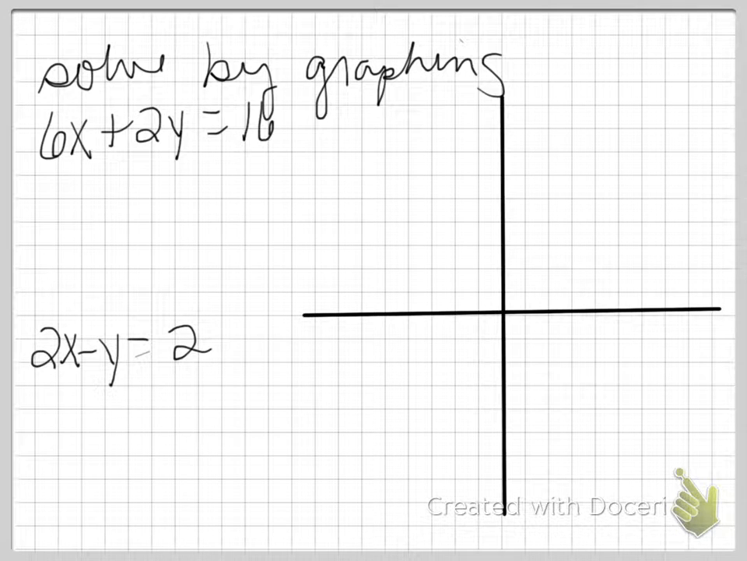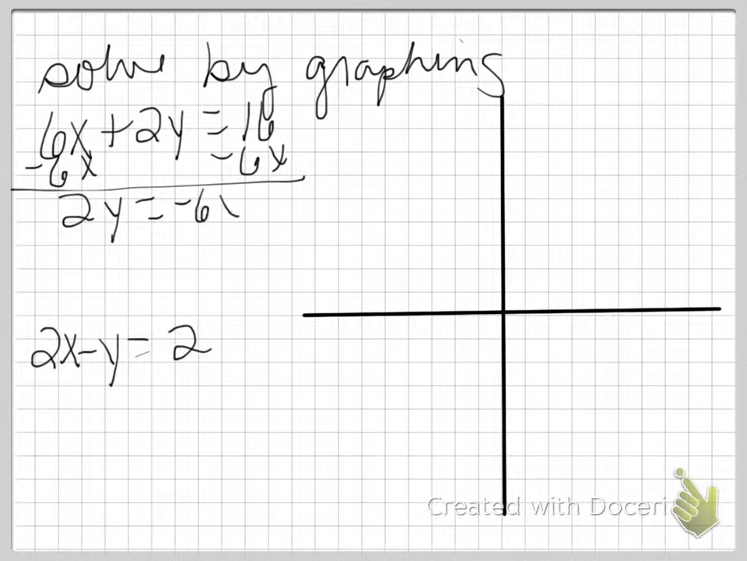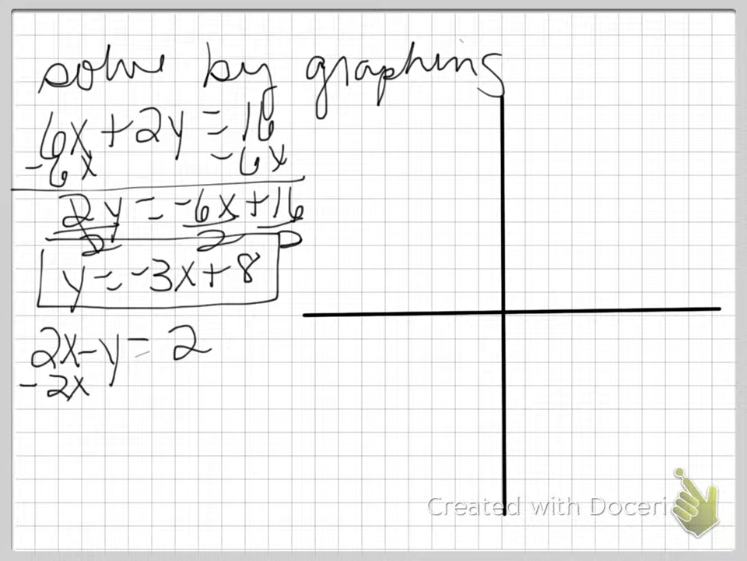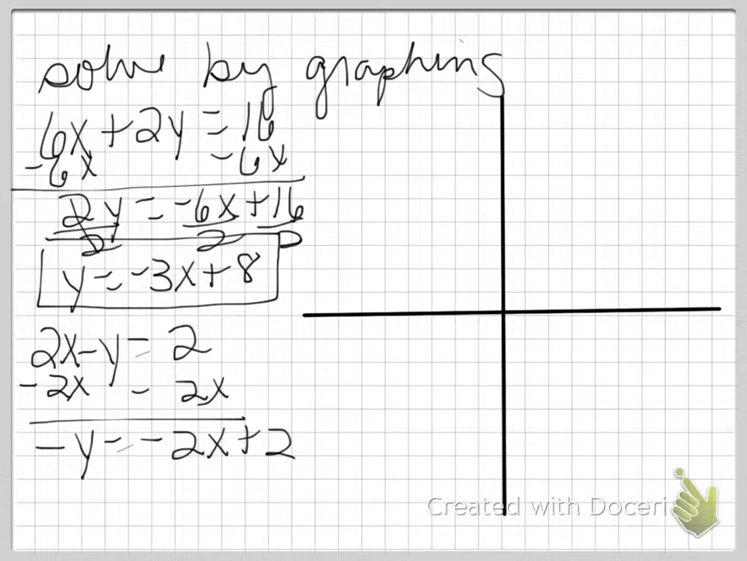Okay, the last one, we're going to solve each equation for y. We have to get it in slope-intercept form, so we're going to subtract 6x. So that's 2y is equal to negative 6x plus 16. Divide by 2. So that's y is equal to negative 3x plus 8. The second equation, I'm going to subtract 2x. So that's negative y is equal to negative 2x plus 2. Divide each side by a negative 1 because that's a negative y. And when you divide by a negative 1, it changes the sign of everything.